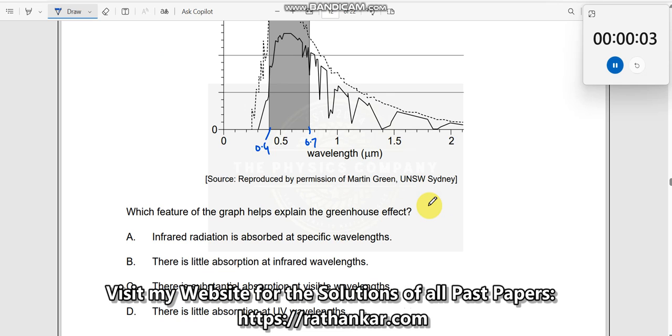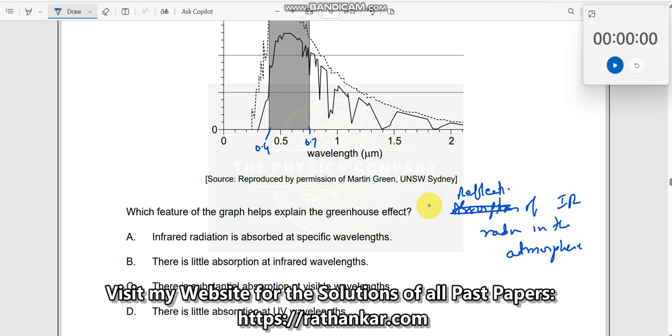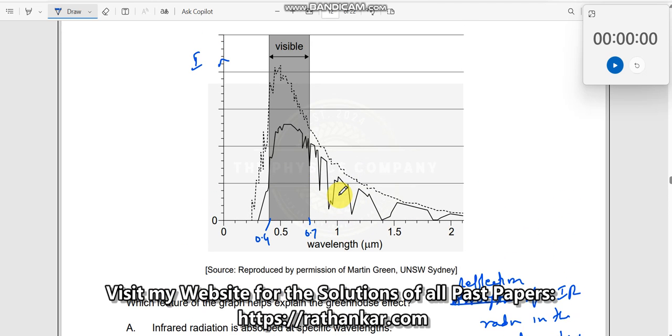What is the greenhouse effect? Greenhouse effect is nothing but absorption of IR radiation in the atmosphere. Sorry, not absorption, it is a reflection of IR radiation in the atmosphere. So now if you look at this carefully, if the peak is going upwards, this is an emission spectra. If the peak comes out to be downwards, sharp peaks like this are called absorption spectra.